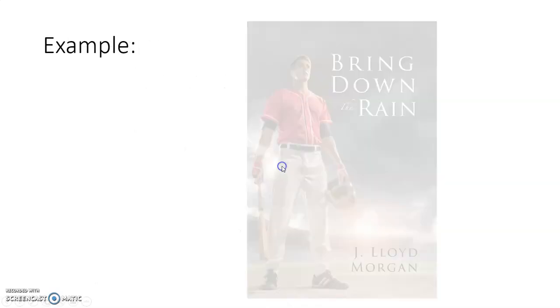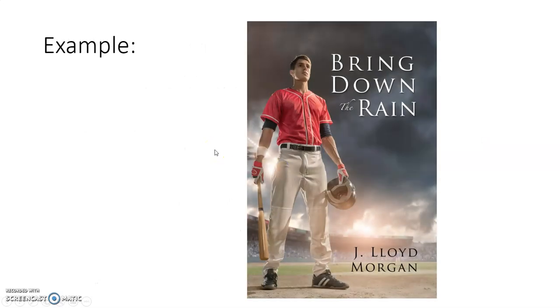So let's look at an example from one of my books called Bring Down the Rain. A quick summary of this book is you have the main character Derek, who grew up in North Carolina and was just about to start his senior year in high school. He was destined to be an excellent baseball player and had a chance to make it to the major leagues. He gets into a car accident, and that ends up killing his father. And it mangles one of his legs to the point where he will never play baseball again.